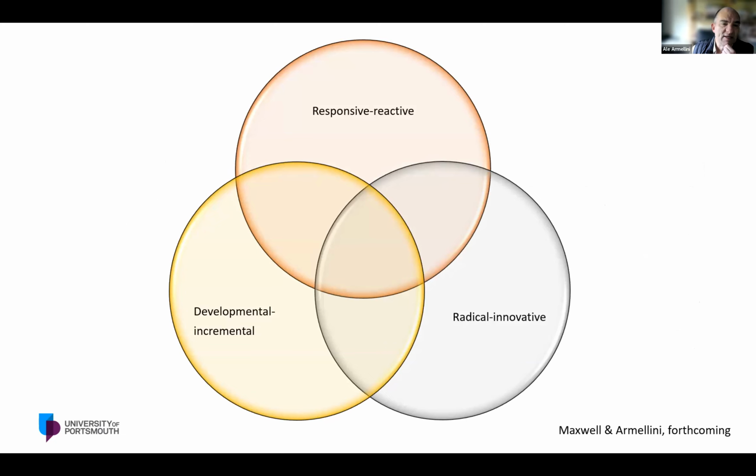Three ways in which we can tackle change in a higher education setting. Something happens, we react to it. That's the top bit: responsive, reactive. Slow burn, much more culturally driven change, bottom left: developmental, incremental change within the culture. And crazy ideas, left-field ideas that sometimes we wish to test, pilot, and implement: radical, innovative, bottom right.